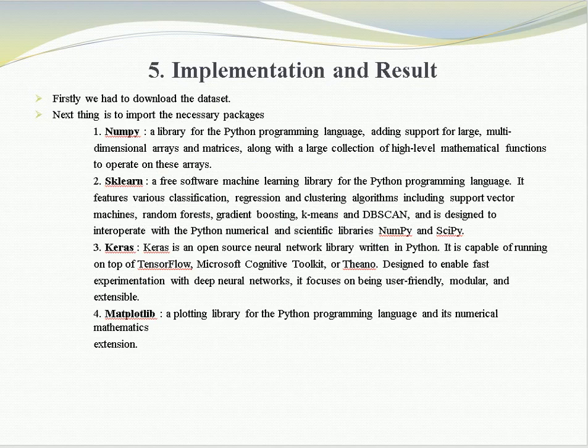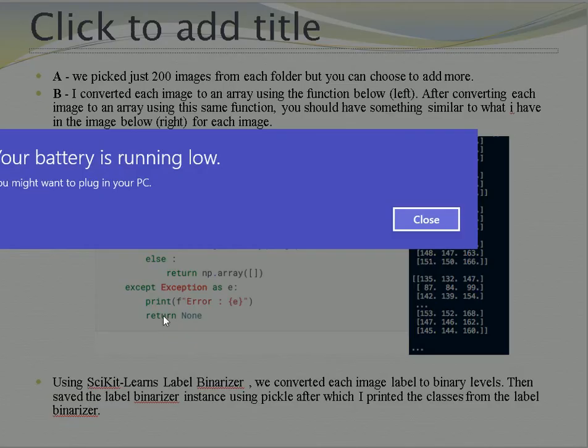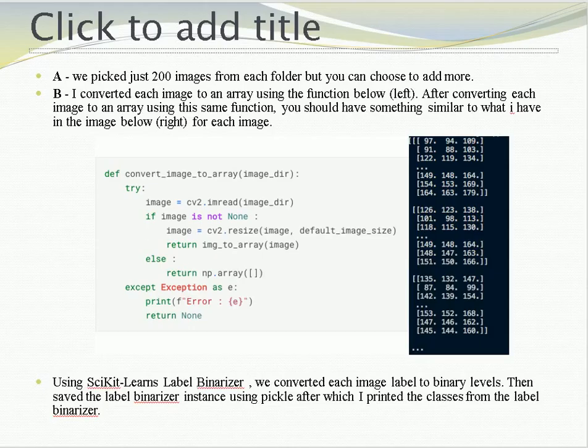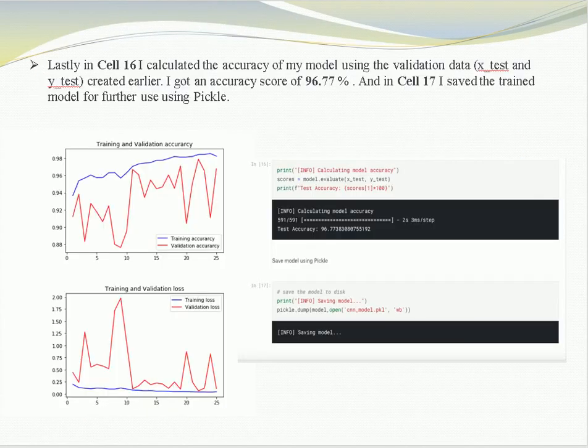Our project was implemented in Anaconda under the Spyder library, for which we had to install NumPy library, sklearn library, Keras, and Matplotlib library. So this is how, after writing the program, the images which we were using as data set will be converted into matrix. The graph produced will be as shown like this, and the accuracy is 96.77%.